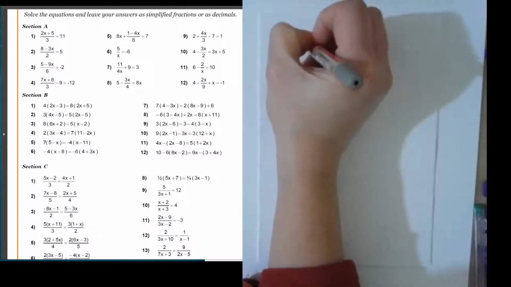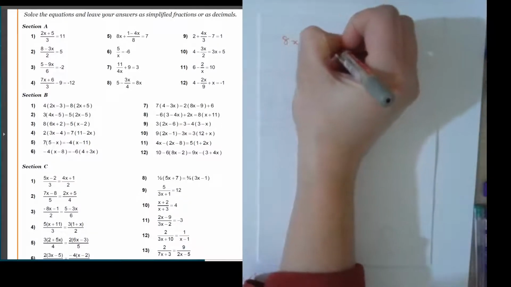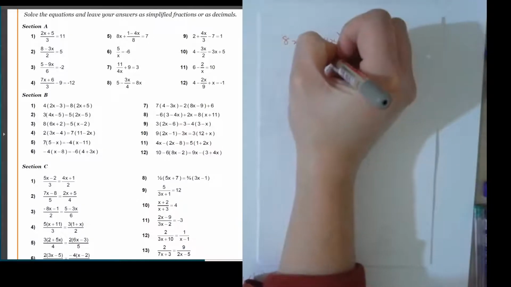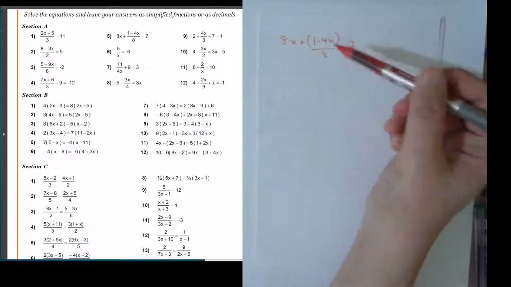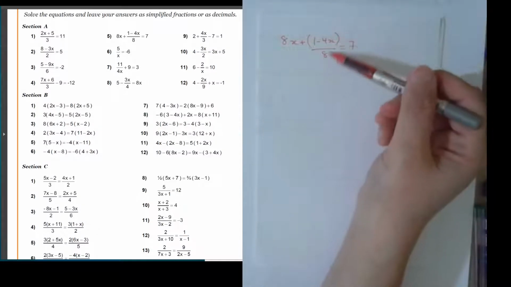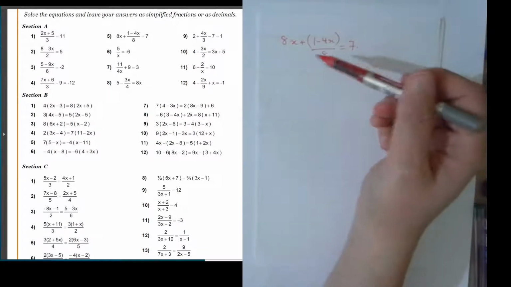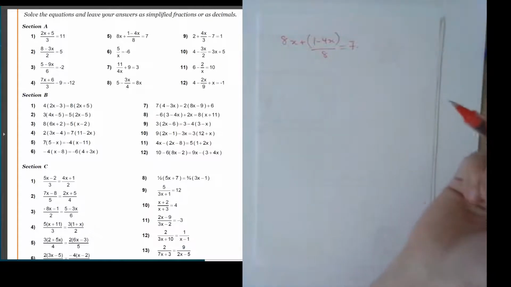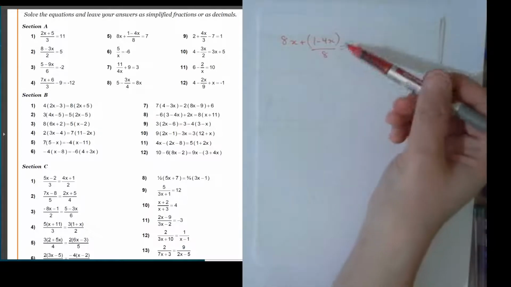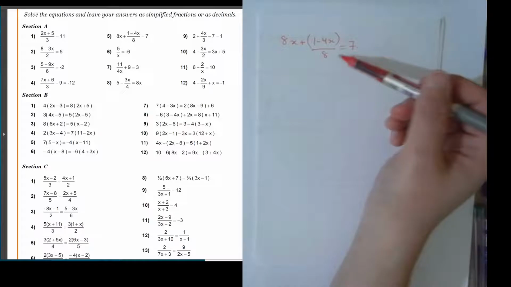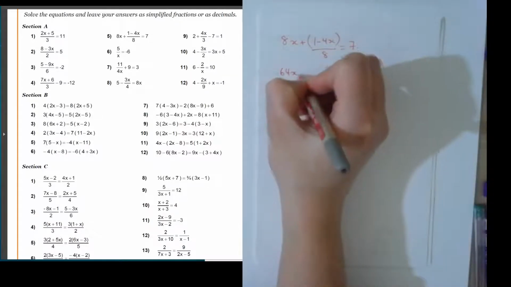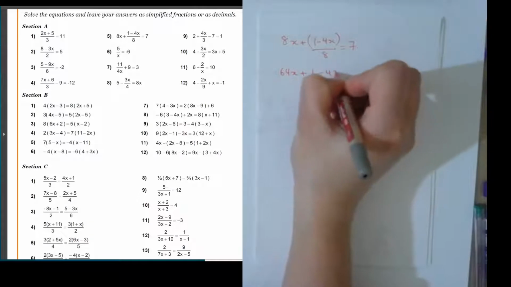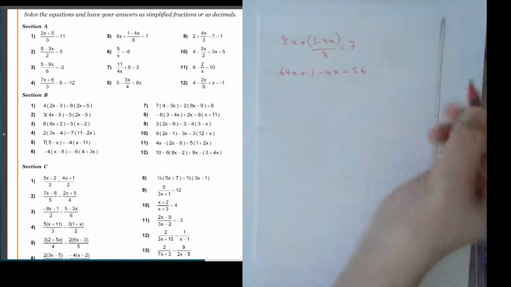So you've got 8x plus 1 take away 4 over 8 equals 7. Okay, looking at this, I could multiply by 8, but whenever you multiply, you must multiply every single term in the equation. So I can multiply everything by 8. So if I want to multiply this by 8, everything gets multiplied by 8. So I'm going to say 64x plus 1 take away 4x equals 56.